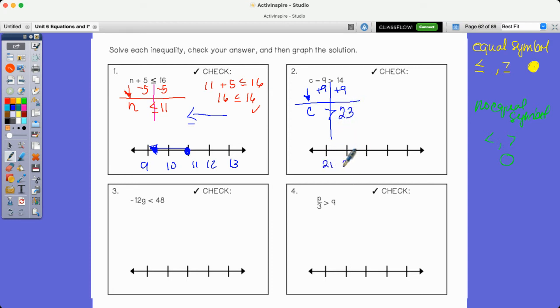So we're going to write our numbers here. This time I'm going to use that open circle because my answer is not included in my solution. C must be greater than 23. So I'm going to draw my arrow in this direction because these are the numbers that are greater than 23. And so we can check that. 23 minus 9 is greater than 14. We get 15 is greater than 14, which is a true statement.